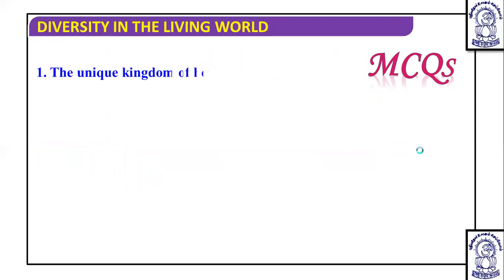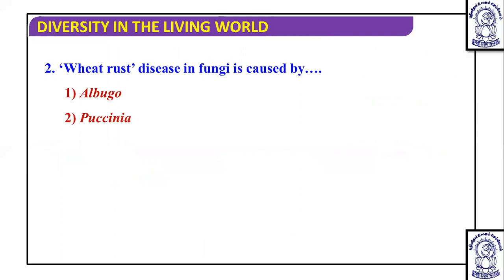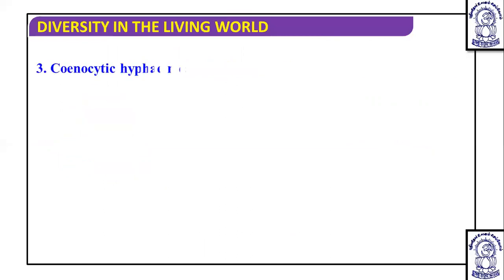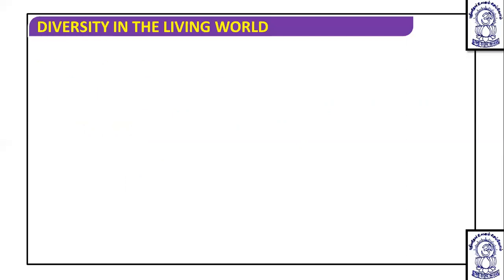So first we talk about some of the MCQs. The unique kingdom of heterotrophic organisms, a direct question, and you know that they are fungi. Then the second question which we discussed: wheat rust disease is caused by, you know that wheat rust is particularly caused by Puccinia, but we will discuss this in detail during the Basidiomycetes. Then coenocytic hyphae are found in the lower fungi, and coenocytic means multinucleated hyphae without septa. So the answer becomes option 1.